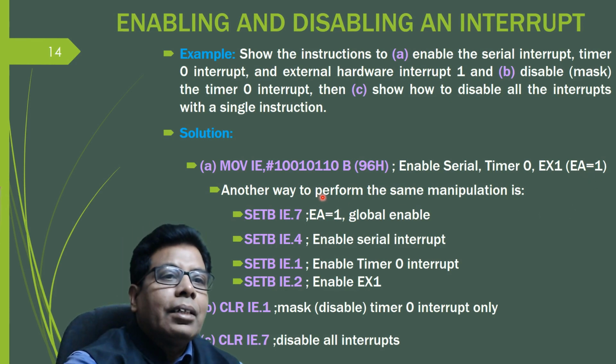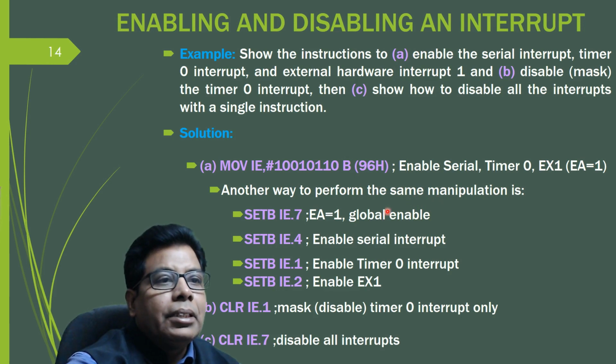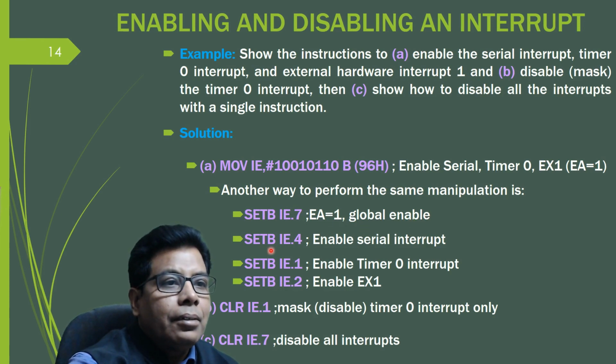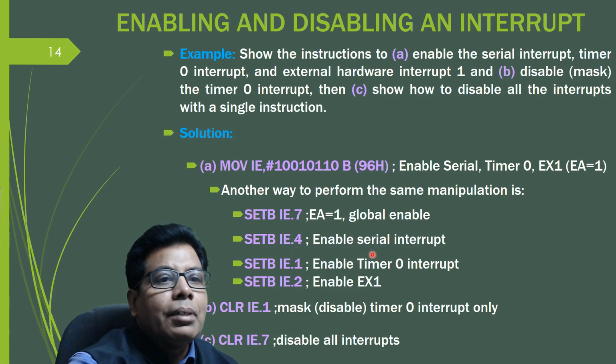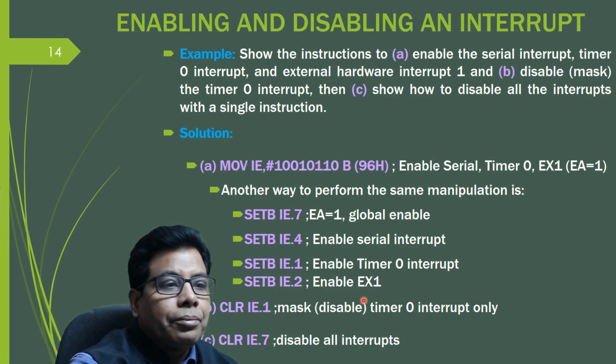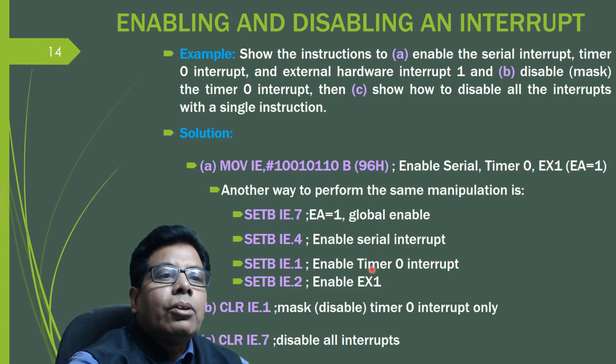The same thing can be done with the help of different instructions. SETB IE.7, that is for EA, so EA is equal to 1. So we are enabling the global interrupt. Then SETB IE.4 enables the serial interrupt. Then SETB IE.1 is for the timer 0 interrupt. And SETB IE.2 enables the external 1 interrupt. So this is how we do the programming for enabling and disabling of the interrupts.